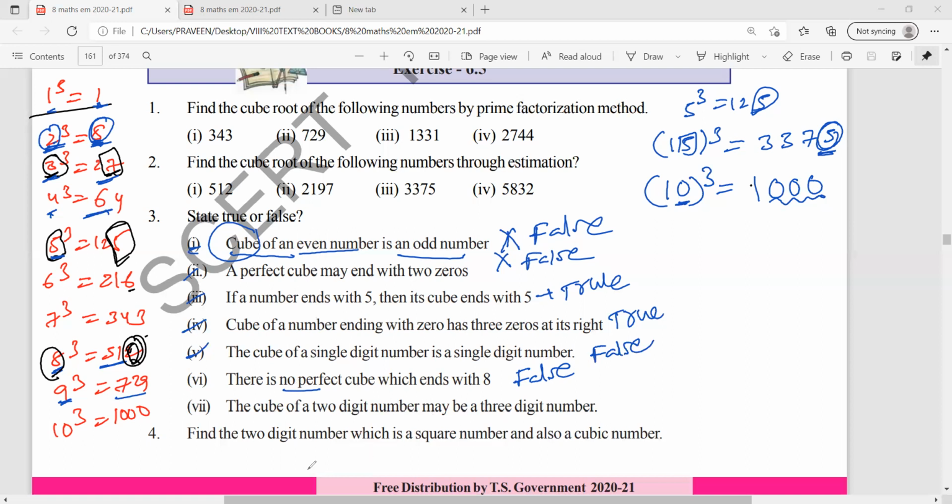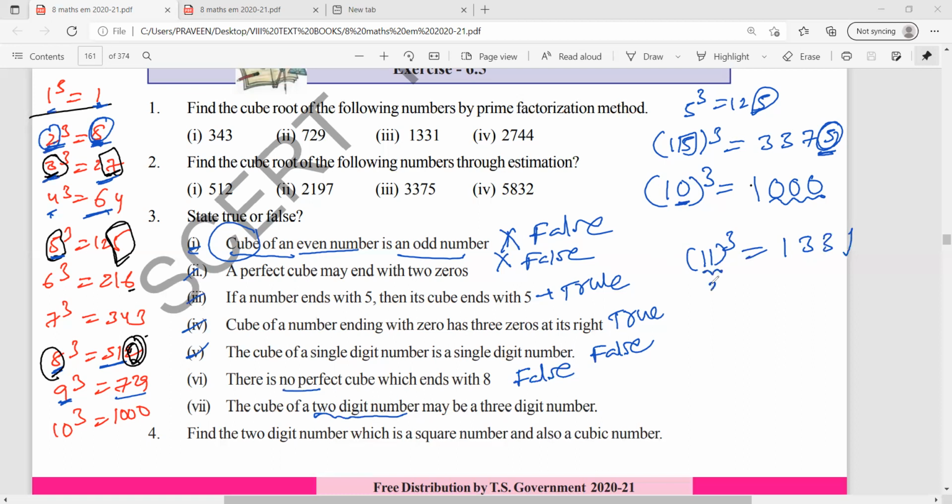Okay, it is false. Next, the cube of a 2 digit number may be 3 digits. So let us understand it. 11 cube is there. What's 11 cube? Please, anyone who knows, tell me what's 11 cube. You can take the least number, 10 cube or 11 cube. The 11 cube is 1331.